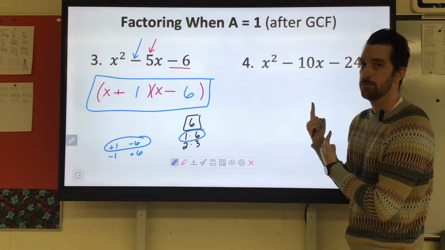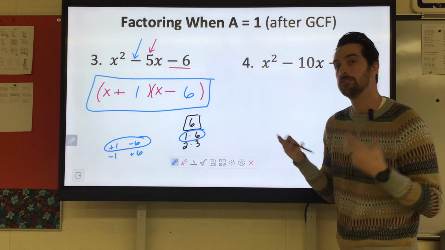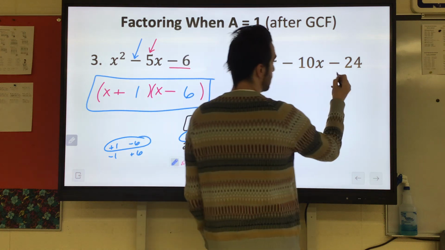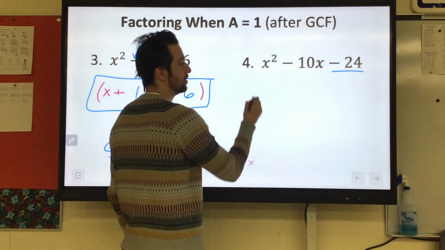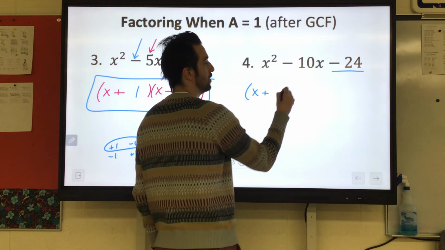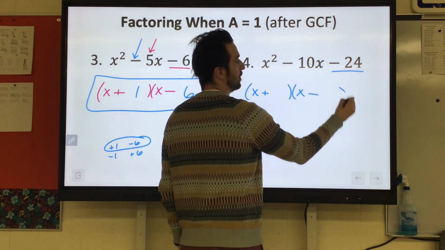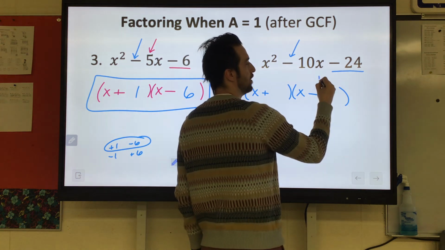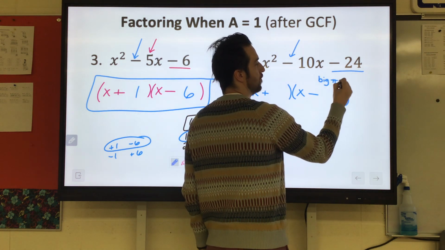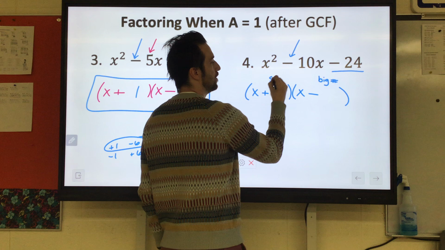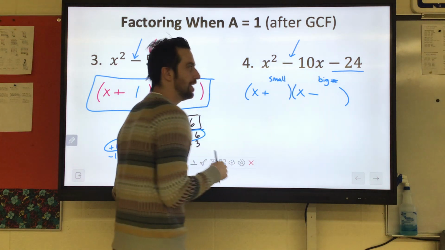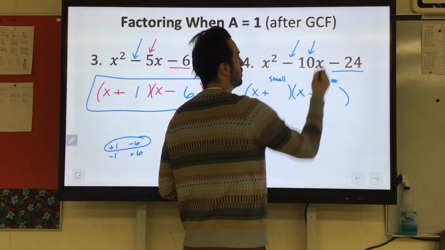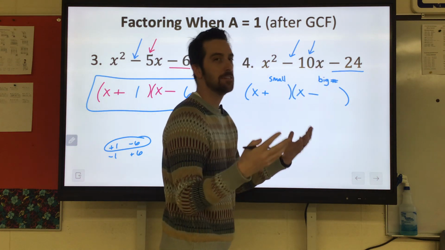Number 4 is pretty similar to number 2, but again, it's going to look completely different for our final answer. We look at the last number, and I see it's minus. I know that means it has to be a positive times a negative. Now, if I look at the first symbol and see it's minus, it's negative, that means my big number is going to have to go with the minus, and the small number is going to go with the plus. And if it ends in minus, I'm thinking in my head, well, they have to minus to 10. They have to have a difference of 10.